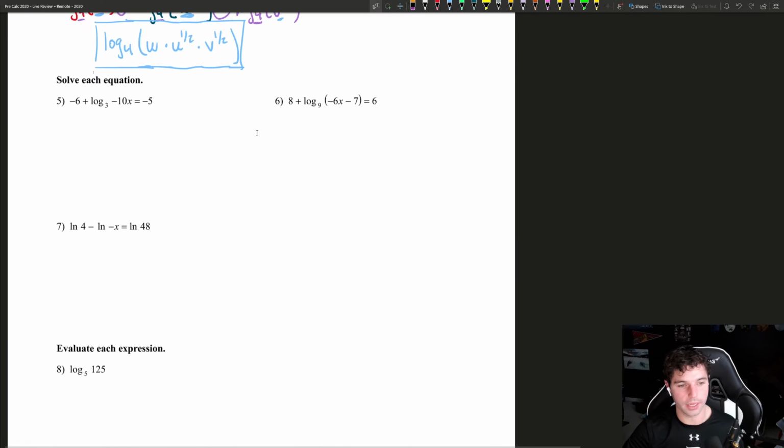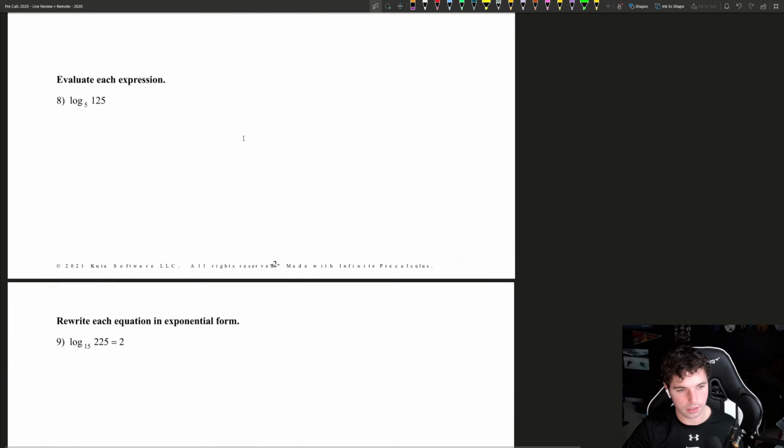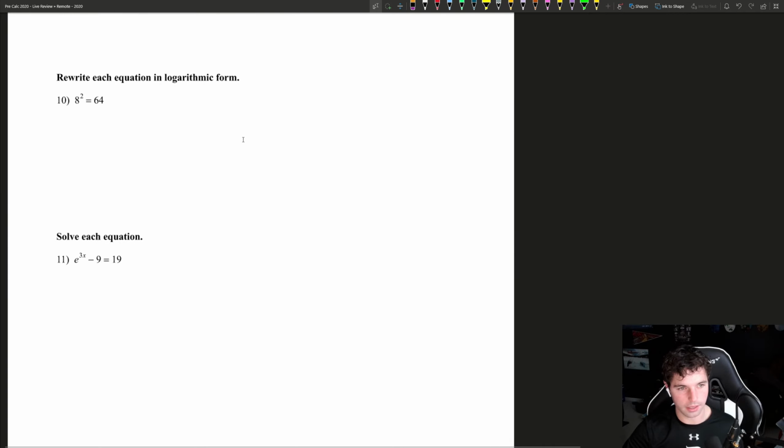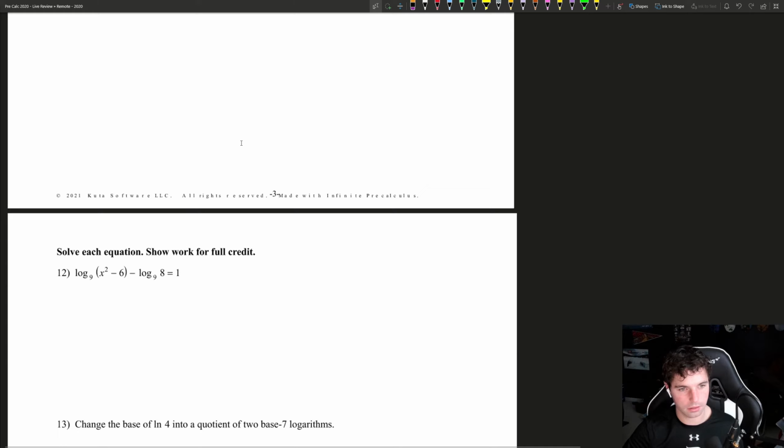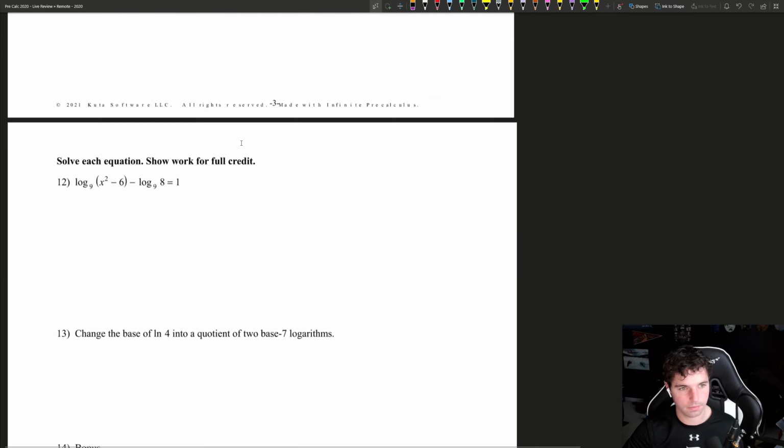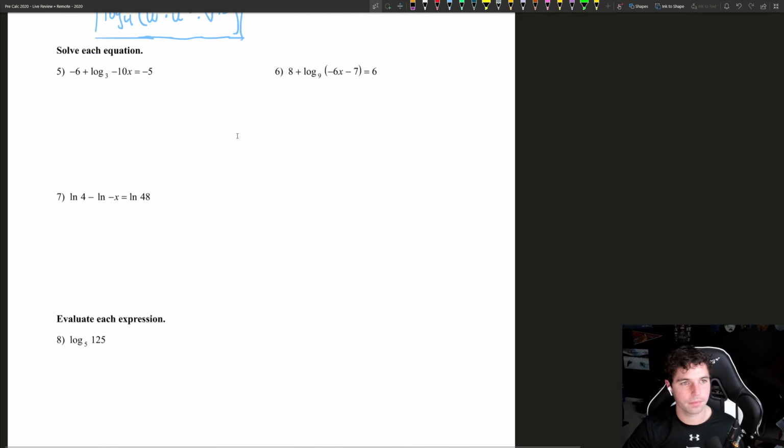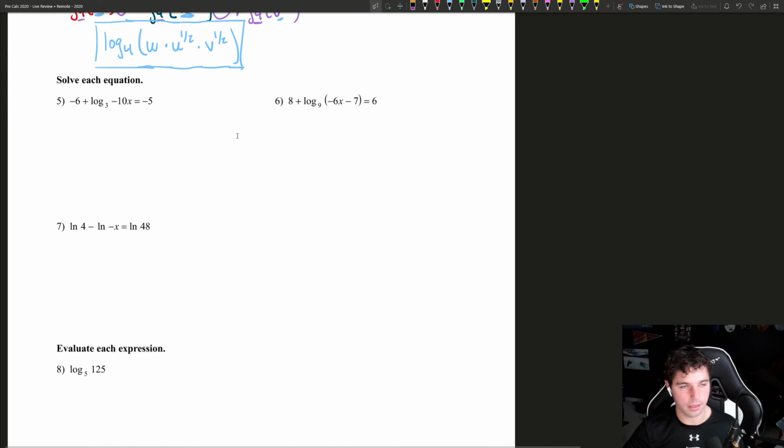Okay, so then we get to solving, which is actually, I think, the hardest probably on here, except for maybe 11 and 12. But this is kind of combining things that we just did.